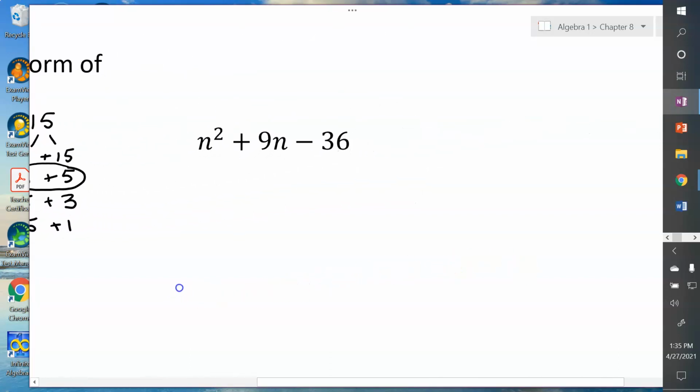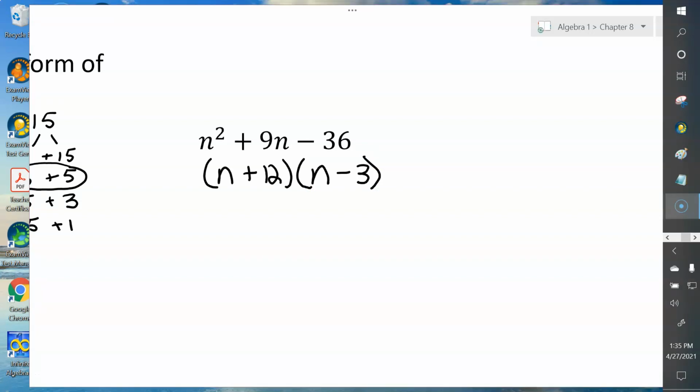Try this one. N squared plus 9n minus 36. Go ahead, pause the video. When you come back, you can check your answer. Did you get n plus 12 and n minus 3?